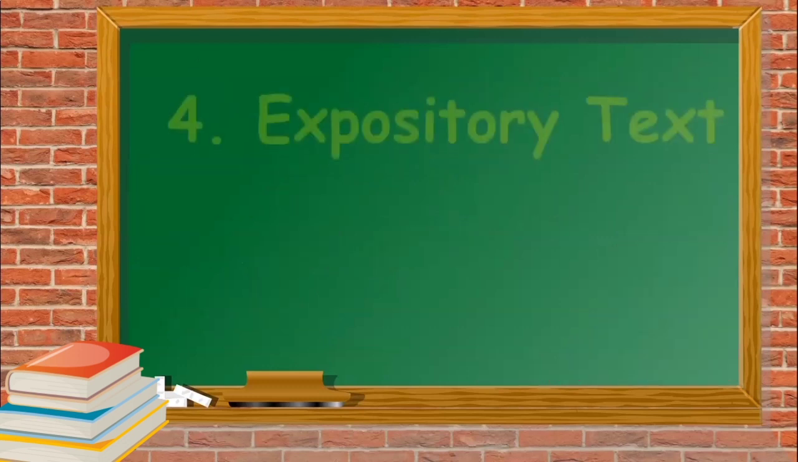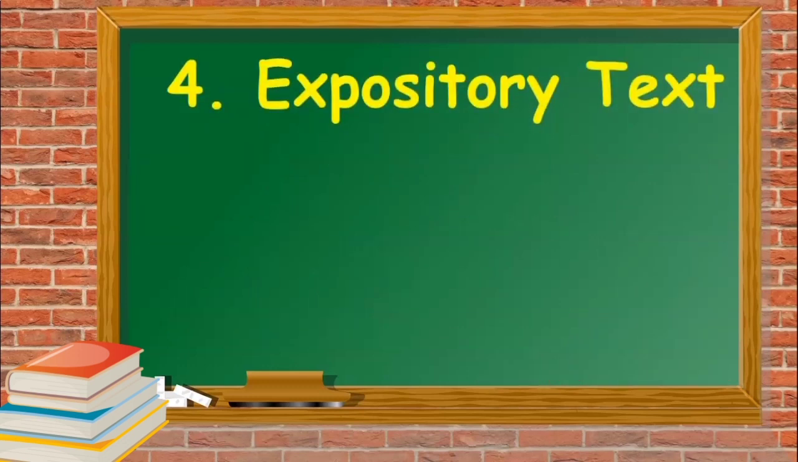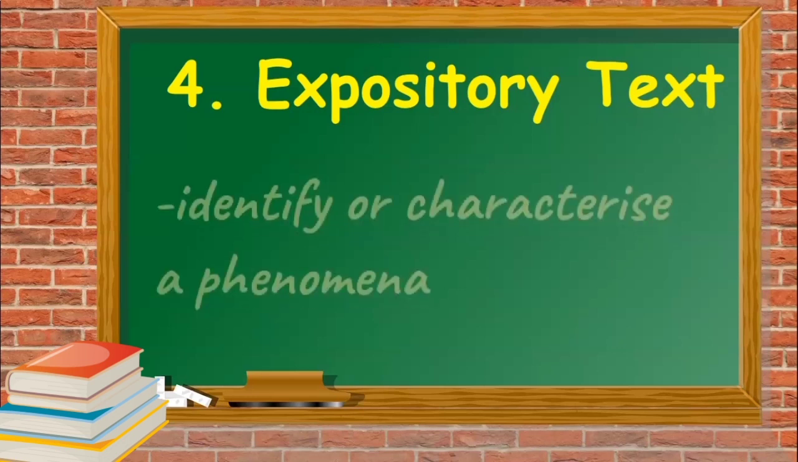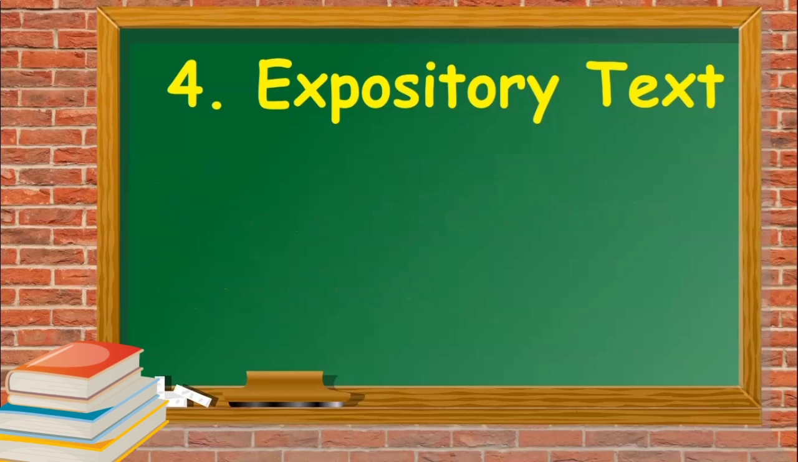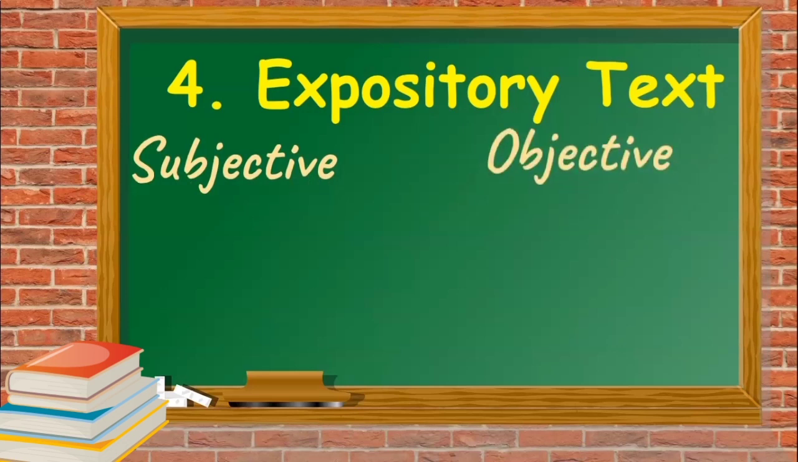Number 4, we have expository text. Once we deal with expository text, mainly this is to identify or characterize a phenomena. It has 2 forms. First is a subjective expository text. Second one is an objective expository text. Under subjective, we commonly have essays.